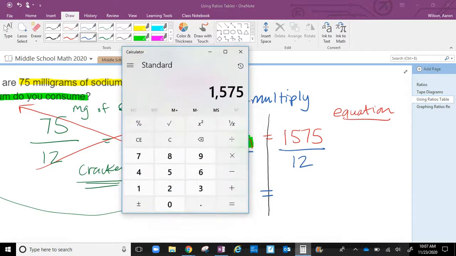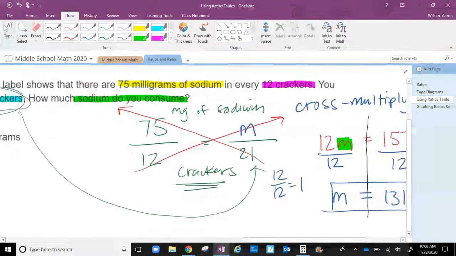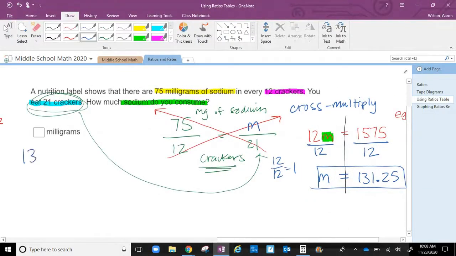So we'll use our handy calculator. 1,575 divided by 12 gives us 131.25, or read correctly, 131 and 25 hundredths. If we think this is correct, what we're saying is that number is the number of milligrams of sodium that you would end up consuming based on eating 21 crackers.